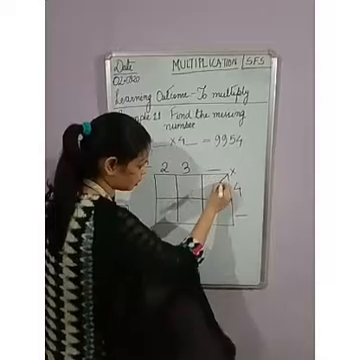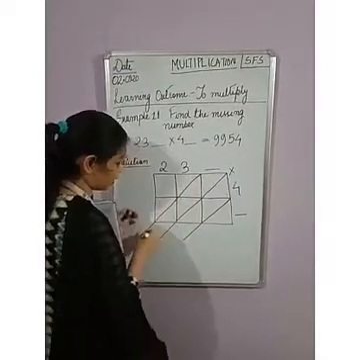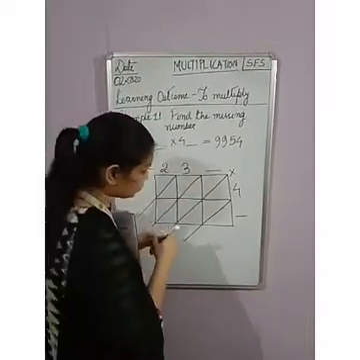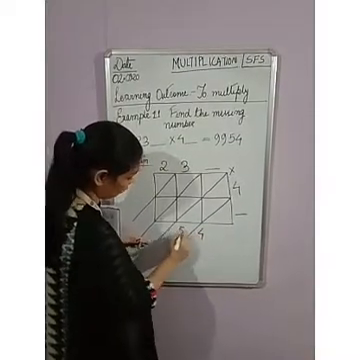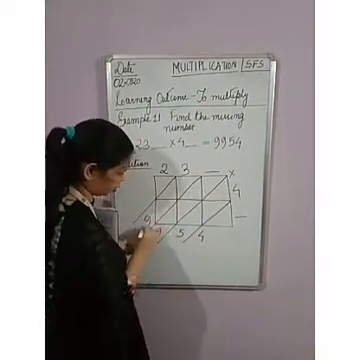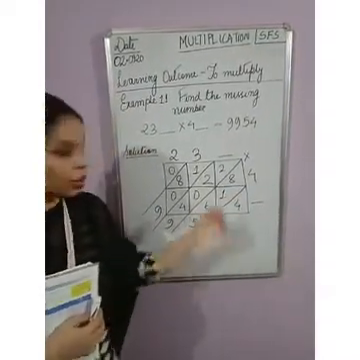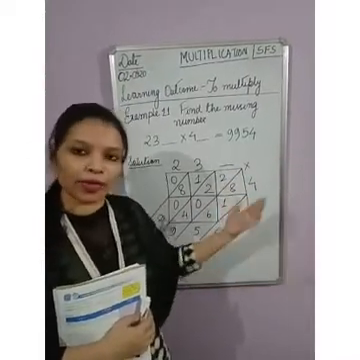1, 2, 3, 4. So the answer is given here: 4, 5, 9, 9. Okay. Now the lattice algorithm is already given in the book. Instead of the question mark I have given a dash here. Now we have to find out the missing number.